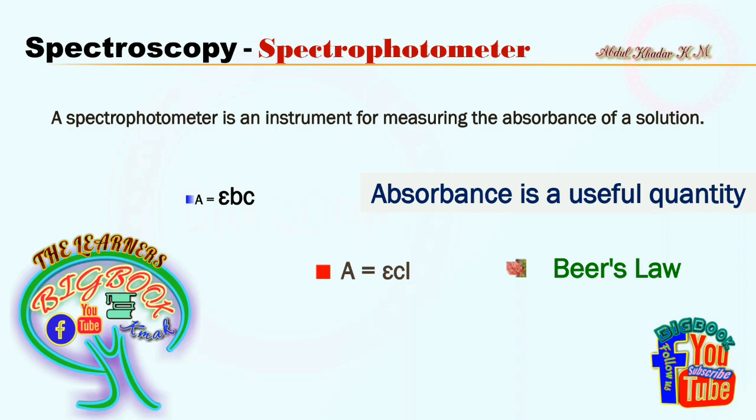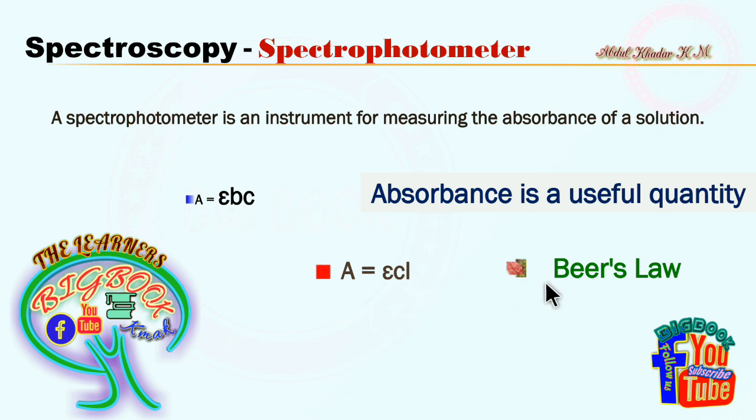In the learner's big book, today we are going to learn about spectroscopy and its principle under the spectrophotometer, and how it works. We know that a spectrophotometer is an instrument for measuring the absorbance of a solution, where the absorbance is a useful quantity which will be studied under Beer's law of spectroscopy with the help of the formula absorbance is equal to epsilon Cl, and absorbance is equal to epsilon bc.